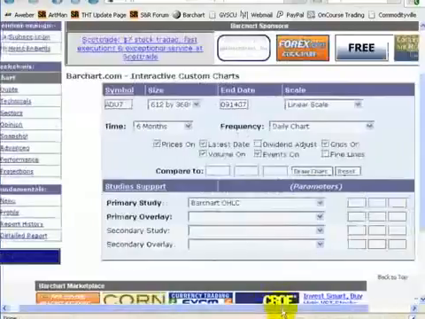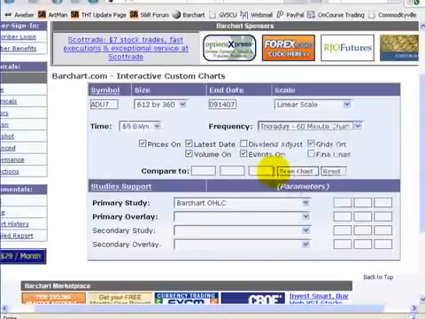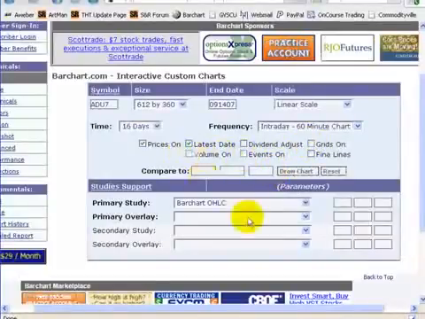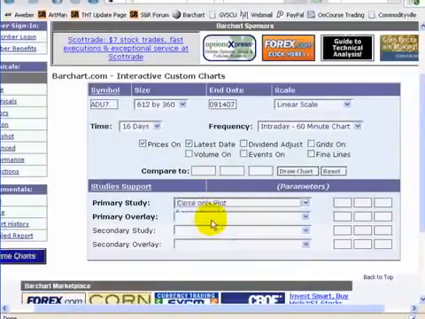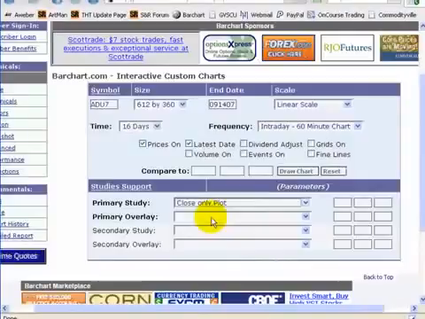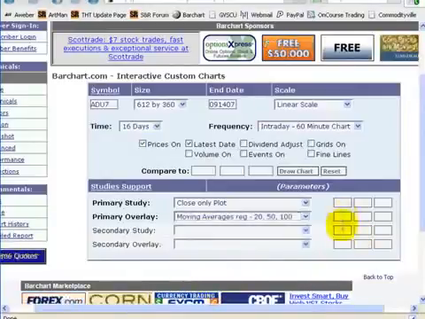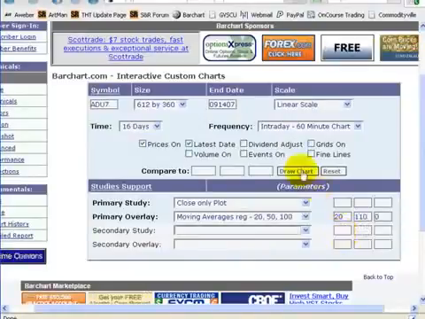And usually what I like to do is take a look at a 60-minute chart. You can turn off the lines, you can turn off the events and the volume. We won't need that. And rather than see a bar chart, I'll sometimes go with a close-only plot. This is a line chart. And the reason I do that is it kind of gives you a better feel for what's going on in the marketplace. I'll also put my moving averages on, and draw the chart.